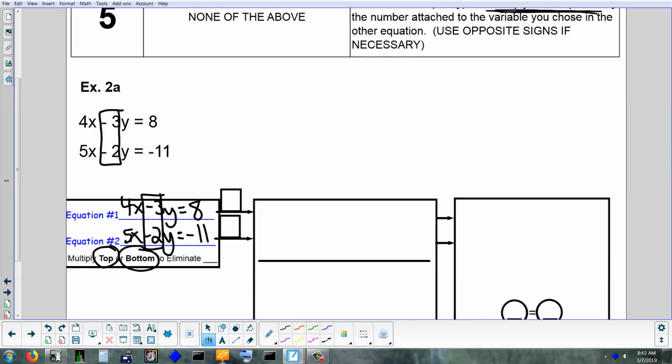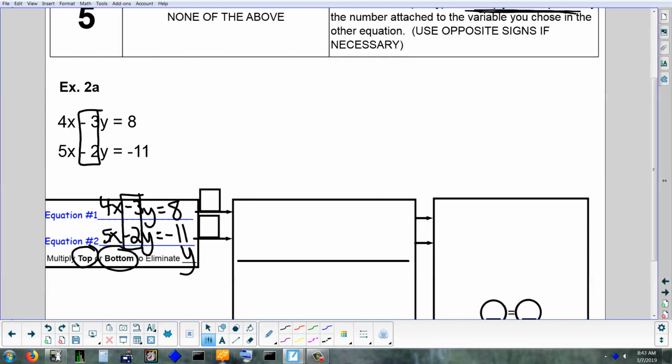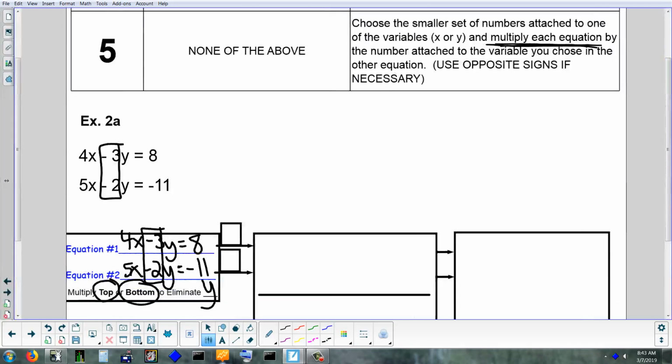No, if I've identified the y's, what am I eliminating? The y's. Okay. So I'm going to scroll back up a little bit. If I scroll back up a little bit. You can click the double arrow. Yeah, put it there. There we go.